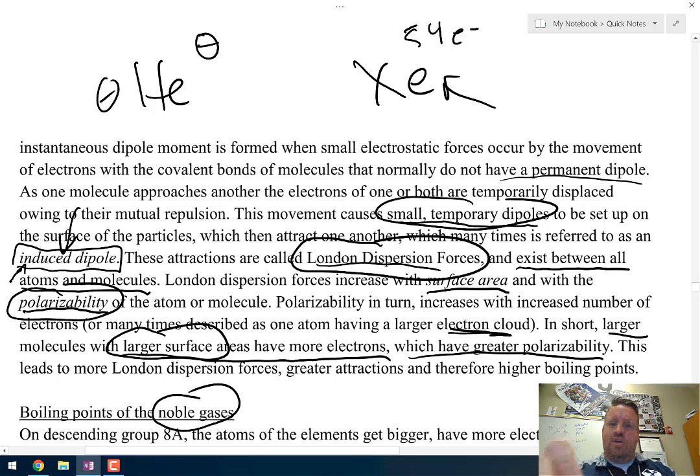Polarizability is a big, big word when you're dealing with London dispersion forces. The more electrons there are, the more polarizable the atom or molecule is, and therefore the more the London dispersion forces affect the strength of attraction between those two atoms or molecules.